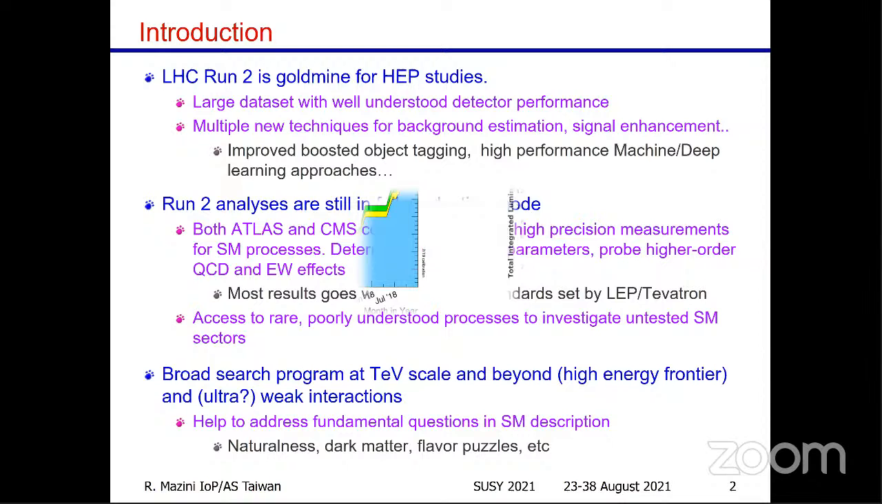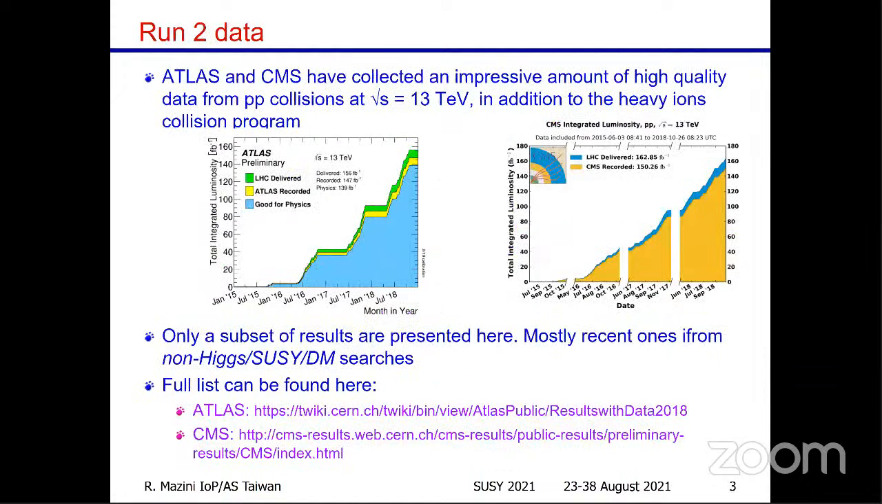About Run 2 data itself, both ATLAS and CMS have collected an impressive amount of high-quality data from proton-proton collisions at 13 TeV center of mass energy, in addition to the heavy ion collision programs as well. So you can see from these two plots the quality of the data collected and used in physics. In this talk, I will be presenting only a subset of results, mostly recent ones, from non-Higgs, SUSY, and dark matter searches. The full list can be found here, both for ATLAS and CMS, for people interested in going beyond what has been presented in this conference.